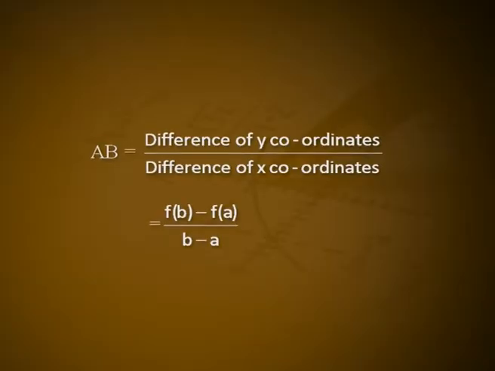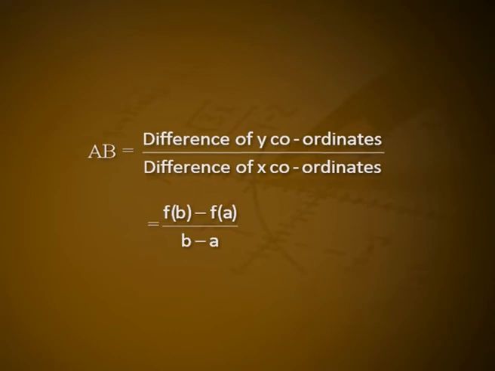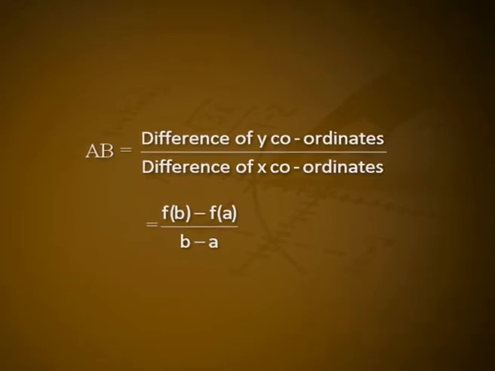The slope of the line segment AB equals the difference of y coordinates by the difference of x coordinates, which is equal to (f(b) - f(a))/(b - a). By mean value theorem, this quantity is f'(c) for at least one c between a and b. But f'(c) is the slope of the tangent to the curve at c. Hence, the slope of AB equals the slope of the tangent to the curve between a and b. Thus, geometrically, the mean value theorem says that somewhere between A and B, the curve has at least one tangent parallel to the chord AB.